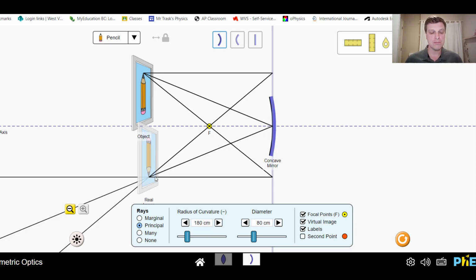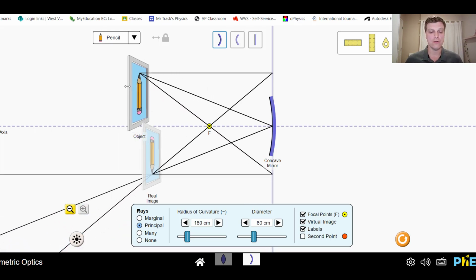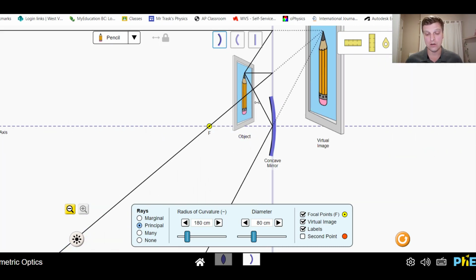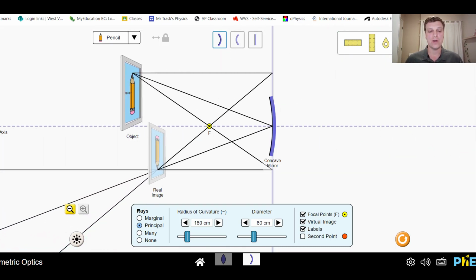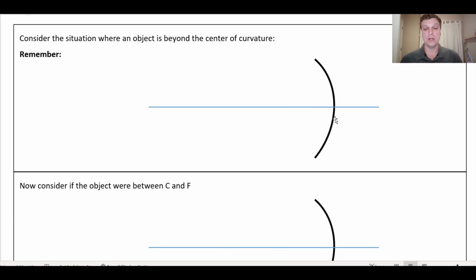Now notice that those rays meet at a point. That is going to tell us where our image is. So whether I'm close or far or really close, where those reflected rays meet gives me the indication of where my image is and a bit of information about it. Okay, so let's try that.